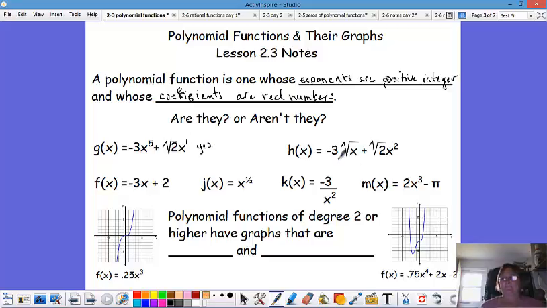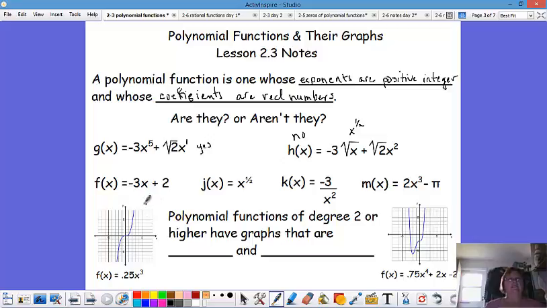H of x has a coefficient of -3 and of root 2. We know the coefficients are okay there, they're both real numbers. This exponent is 2, and boy, if I'm remembering right, that square root of x is the same thing as x to the 1/2. 1/2 is not an integer, so h of x, not so much. All right, what do you think?